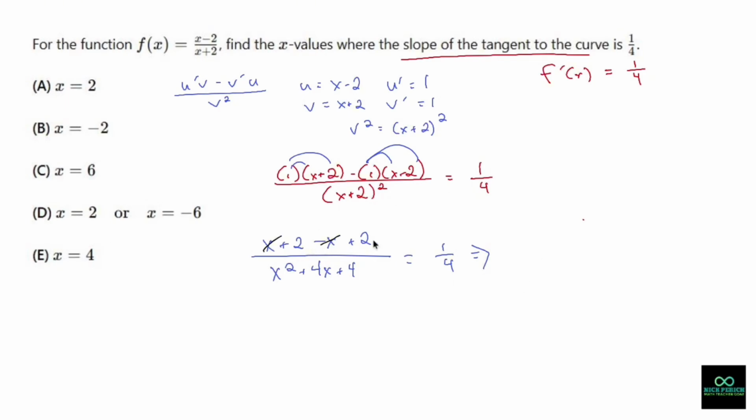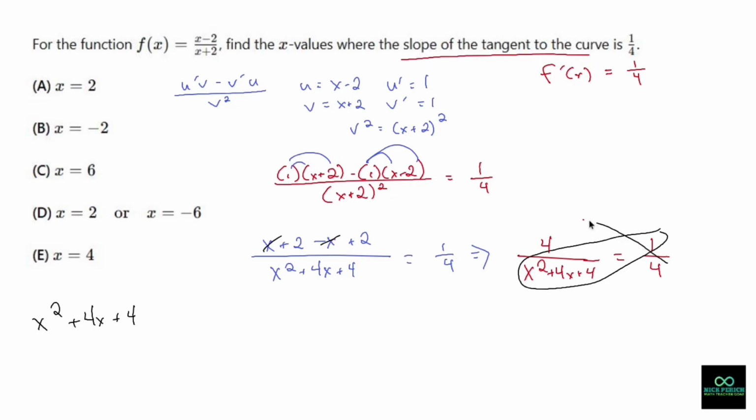All right, and last time I checked, 2 plus 2 is 4. And so you can say x squared plus 4x plus 4 equals 1/4. Now what we could do is cross multiply. So 1 times u isn't going to change anything, so x squared plus 4x plus 4. 4 times 4 is 16, so equals 16. Let's subtract 16 from both sides. So that gives us x squared plus 4x minus 12 equals 0.